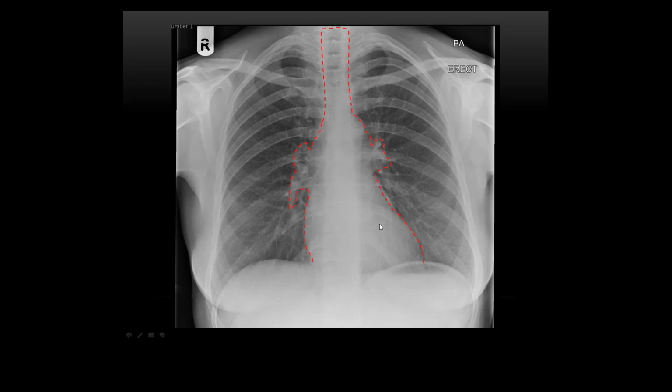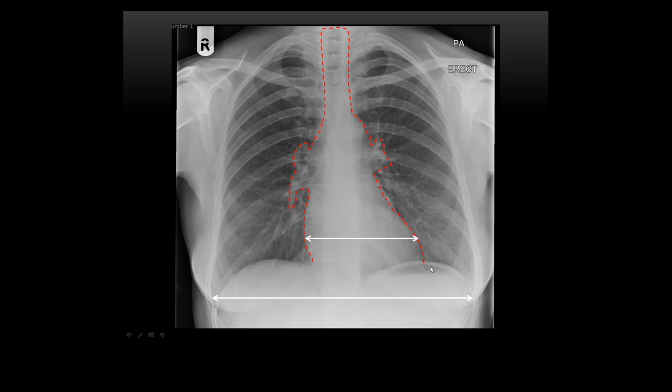So where I start is I start at the heart. So I look at the heart. And when I'm looking at the heart, you want to be checking if there's any cardiomegaly, obviously. So you want to be looking, is the heart 50% of the full cardiothoracic ratio?